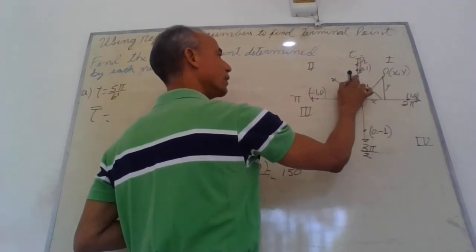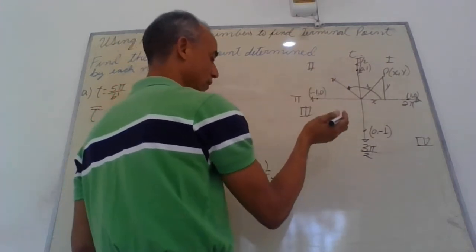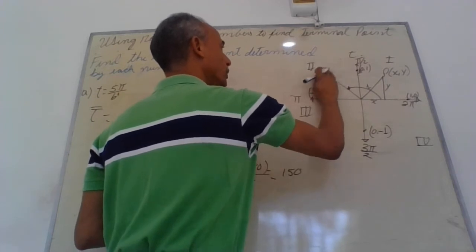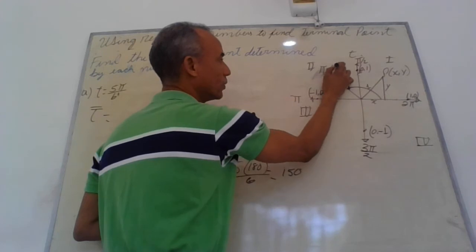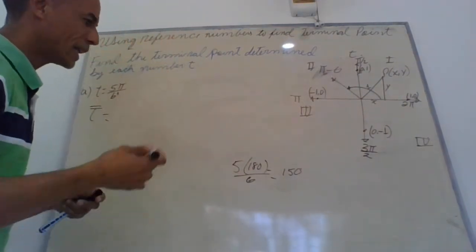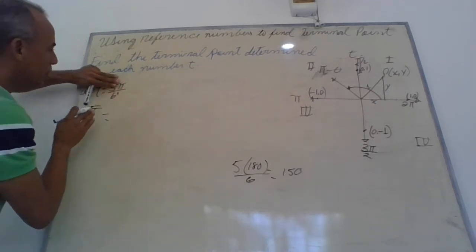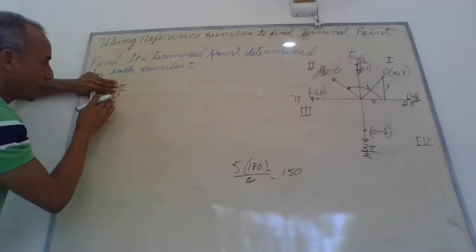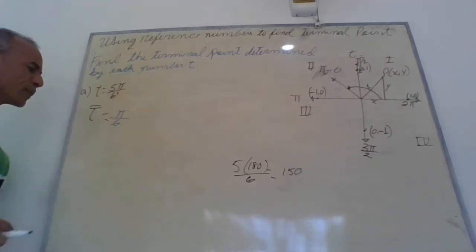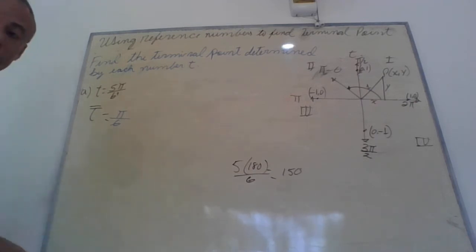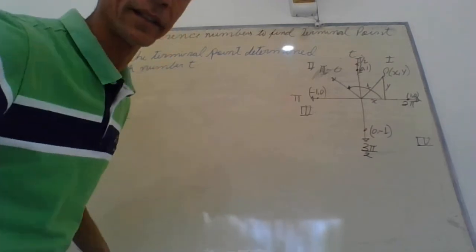You start right here, and here you have 150. So in the second quadrant, you remember we subtract, we do like this: pi minus the angle. But I told you before, one very easy way to find it is to cover the numerator and leave just pi divided by 6. That is going to be our reference number. And from now, we are going to get the terminal point.